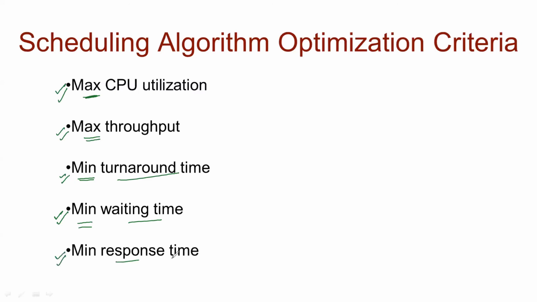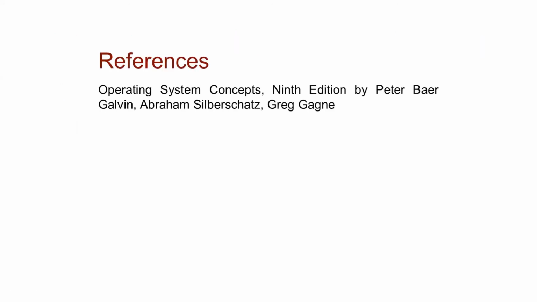Again, response time is the time from when the process is submitted to the time the first response of the process is produced. We want to see a quick response, so the objective is to minimize response time. So these were all the optimization criteria. We want to maximize CPU utilization and throughput, and we want to minimize turnaround time, waiting time, and response time. These were the basics of CPU scheduling. In the further sessions, we will discuss the algorithms one by one. Thank you.